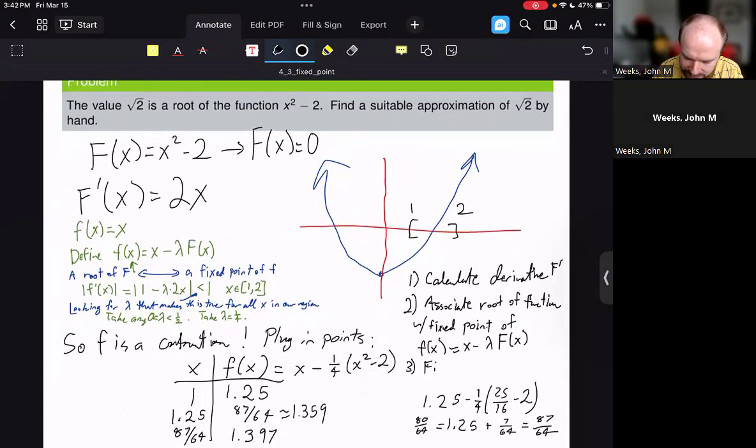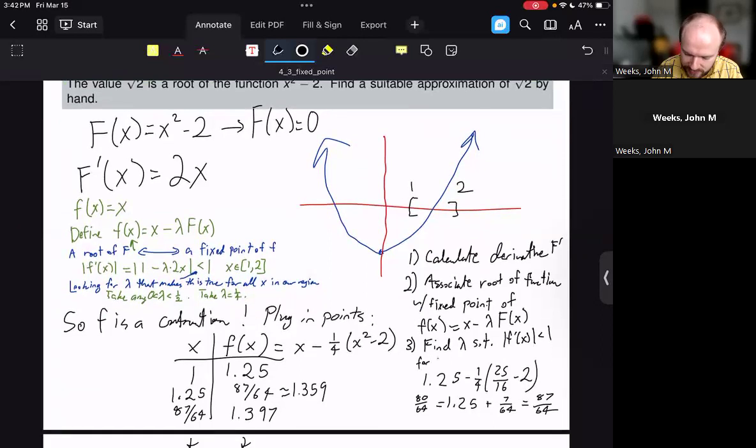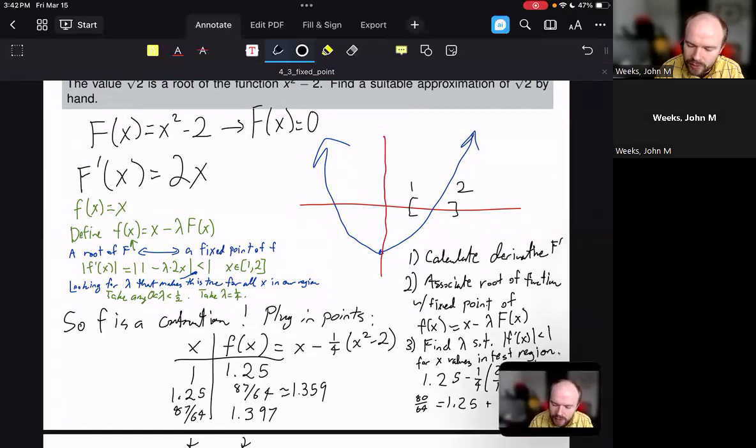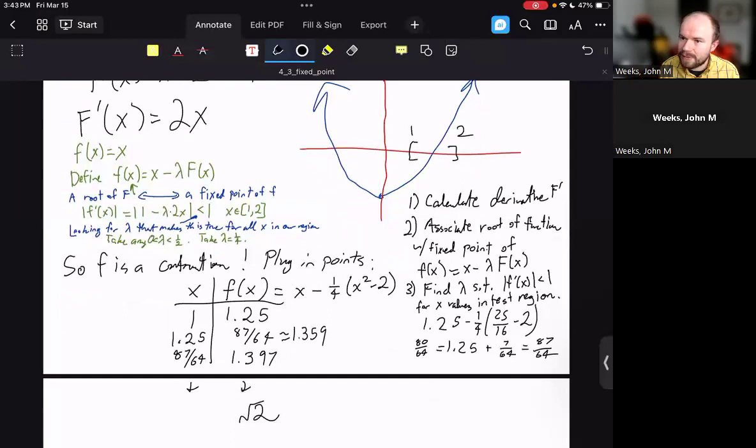Step 3, find lambda such that the absolute value of f prime of x is strictly less than 1, right? For x values in the test region. And here our test region can be 1, 2. It could have even been something a little bit larger. We could have done 0, 3. It just would have been a slower process to get there. The narrower my test region for where I want my x values, my root to be, the better I'm going to be able to choose my lambda. I can choose it to be a kind of larger weight in my function, and the better my iterative technique is going to be.